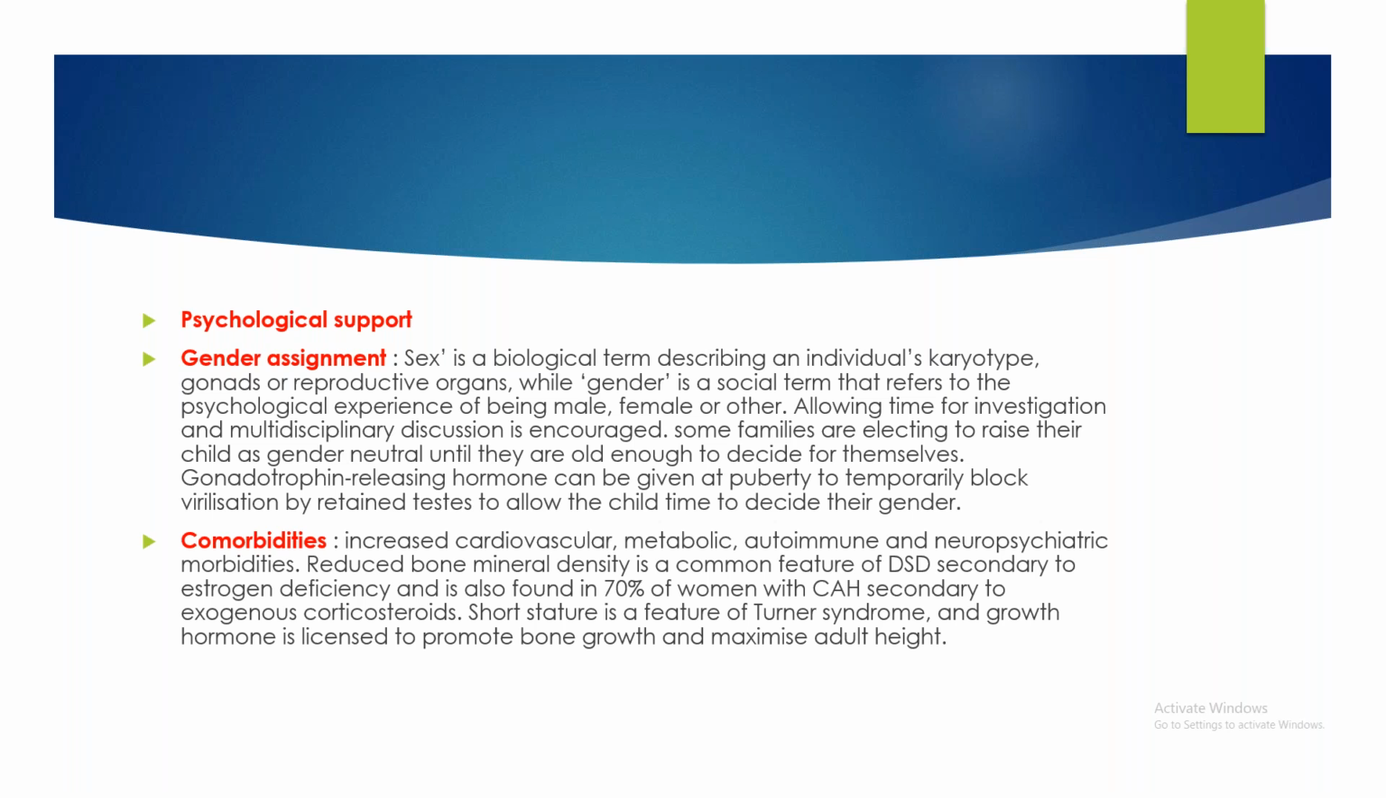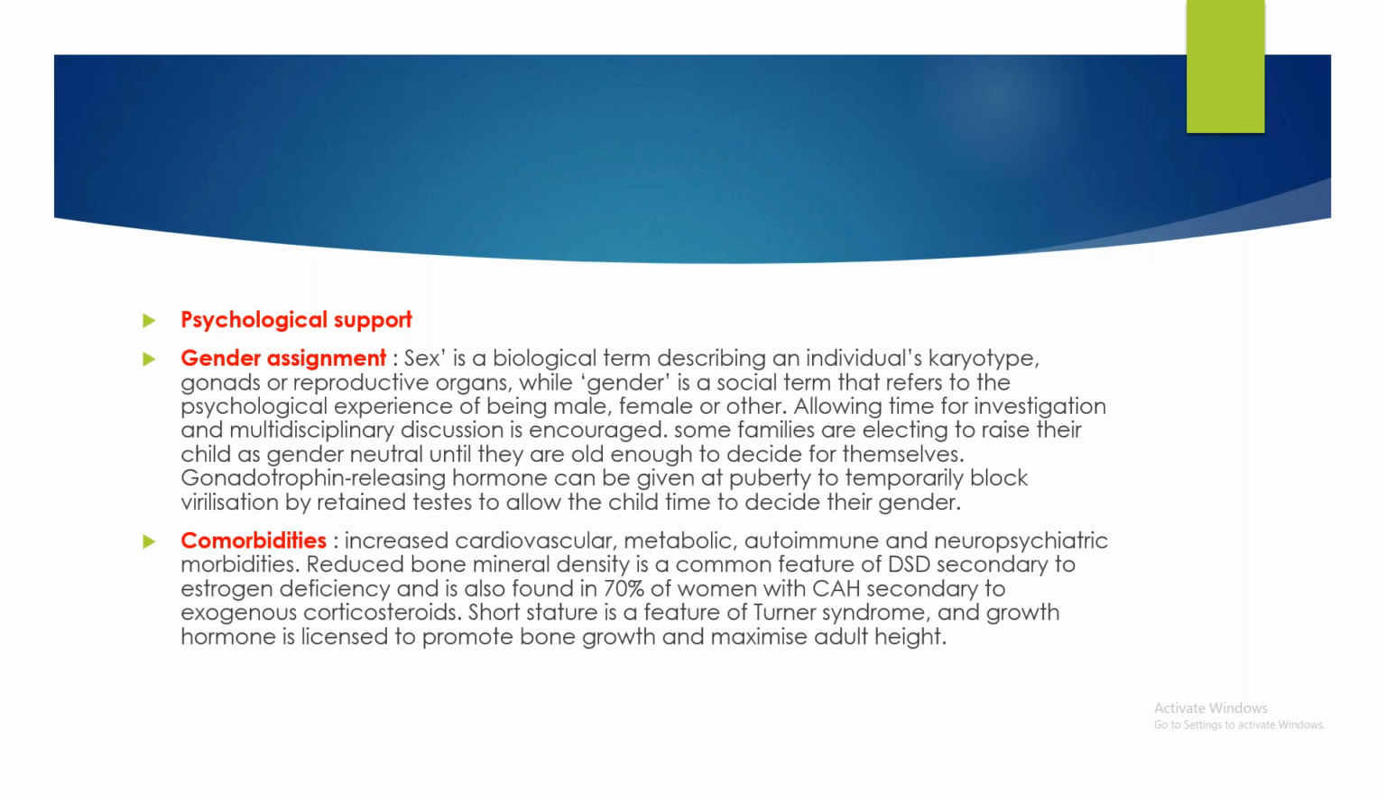Okay, and in that case, gonadotropin-releasing hormone (GnRH) analogs can be given at puberty to temporarily block virilization, to allow that child to decide their gender by themselves. Then there are also comorbidities with these issues, like cardiovascular, metabolic, autoimmune or neuropsychiatric comorbidities. Also there will be reduced bone mineral density.